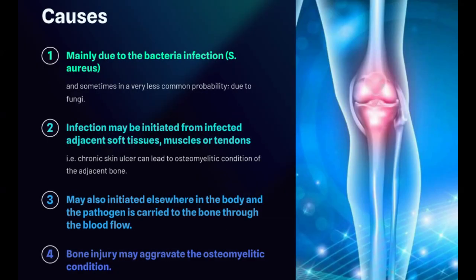Now, let's explore the diverse array of causes that underpin the onset and progression of osteomyelitis, ranging from bacterial infections to less common fungal etiologies. At the forefront of osteomyelitis causation lies bacterial infection, with Staphylococcus aureus emerging as the primary culprit in the majority of cases. This virulent bacterium, commonly found on the skin and mucous membranes, possesses a remarkable ability to invade and colonize bone tissue, triggering the inflammatory cascade characteristic of osteomyelitis.